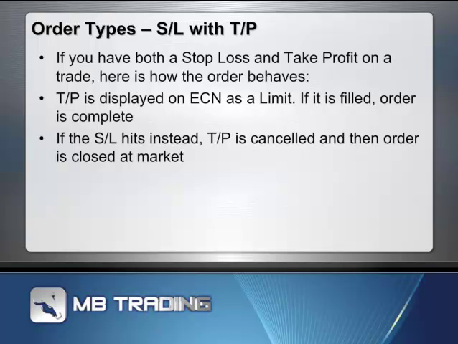This next slide describes something that we've recently changed. This is for when you have a position and you have both a stop loss and a take profit on the position. Here's how the order behaves. If you just have a take profit, the take profit is displayed on the ECN as a limit, and if it's filled, the order is completed. I'm sorry, the take profit piece of the trade is displayed on the ECN as a limit, even if you have both a take profit and a stop loss. So if that gets filled, the order is completed.